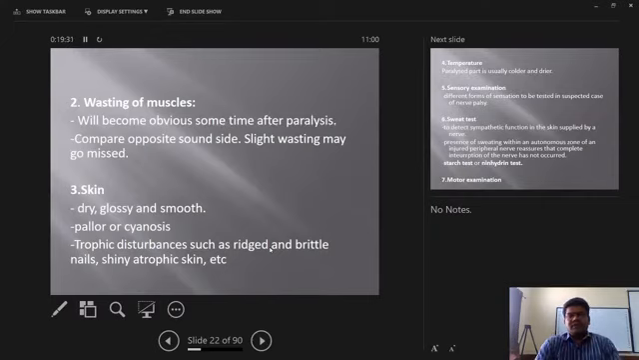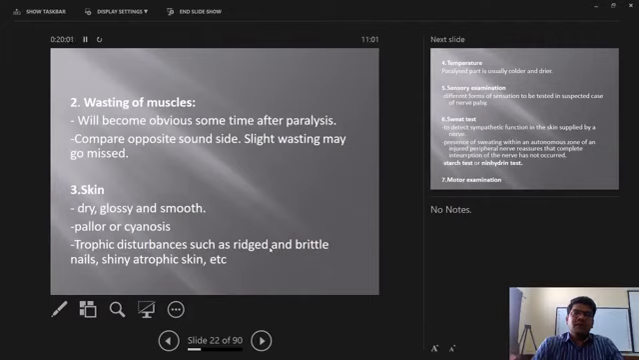So wasting of muscles will become obvious sometime after paralysis. Wasting of muscles is because of disuse atrophy, because the muscles are not innervated by the nerve. So because of disuse atrophy, these muscles go into wasting. Comparison with the opposite sound side: you should always compare the wasting with the normal extremity.